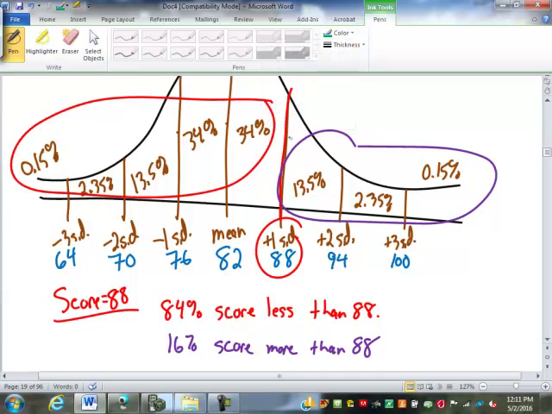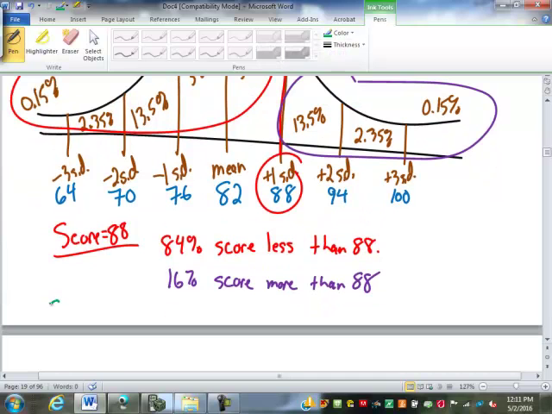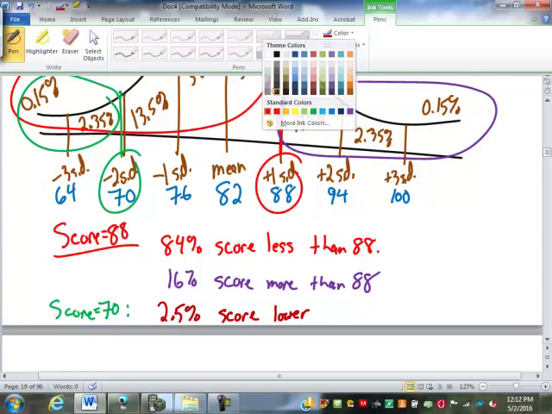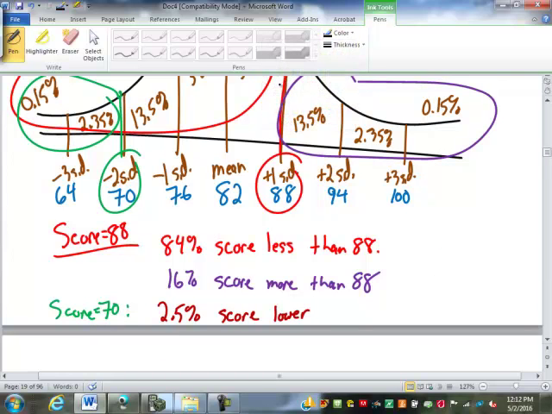Let's say you had a bad day and you scored a 70. So here's 70. If you look at these here, you add up those percents, you get only 2.5%. So that's telling you that, hey, historically only 2.5% score lower than that 70. So it's a grade you'd want to improve on. This can be used for comparing a lot of things.